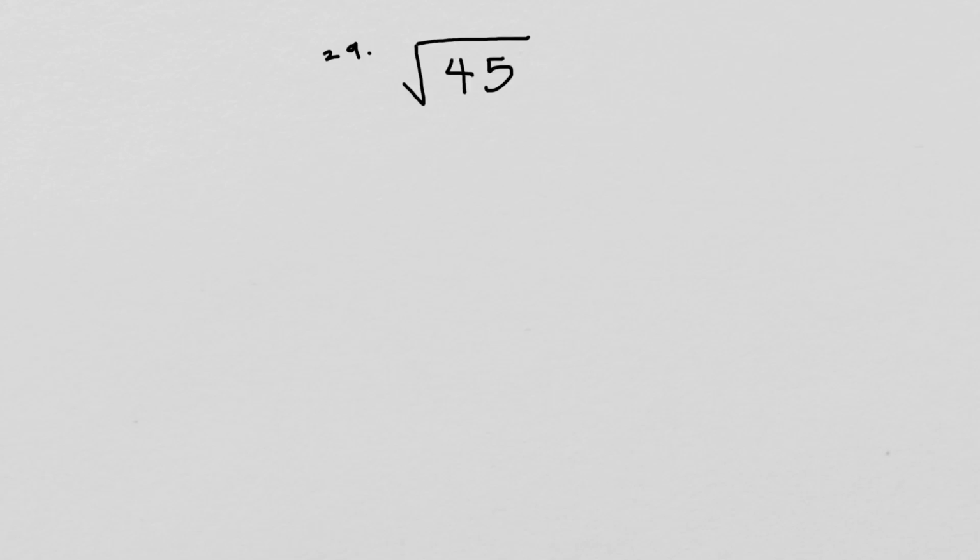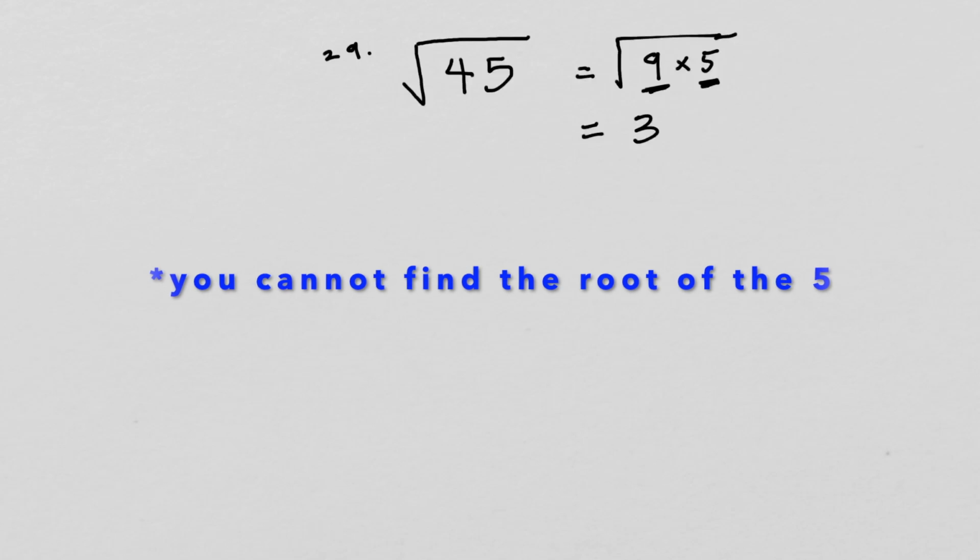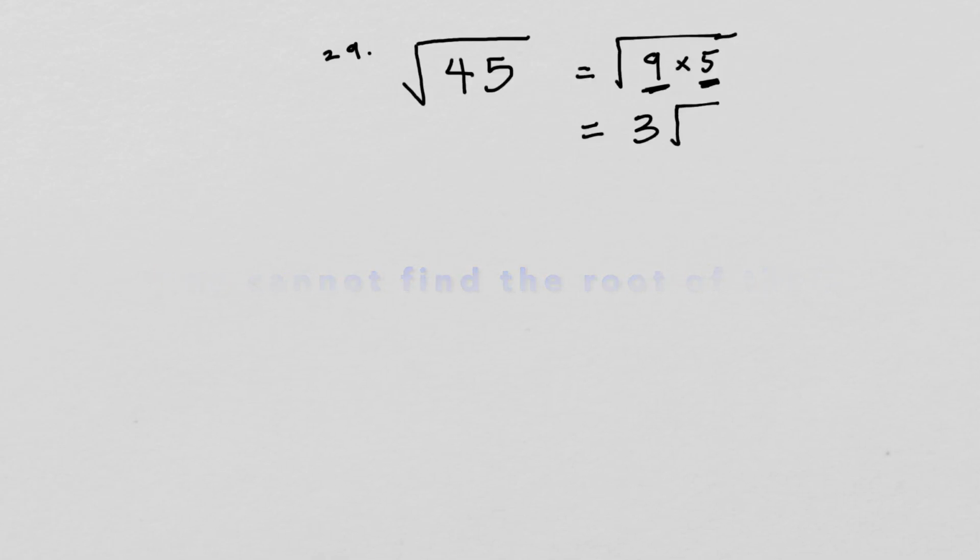Question 29. We are finding the square root of 45. Here you cannot find the square root of 45. You can, however, identify that 45 is the same as 9 times 5. You can find the square root of the 9 to get 3. Since you cannot find the square root of the 5, your final answer will be 3 root 5.